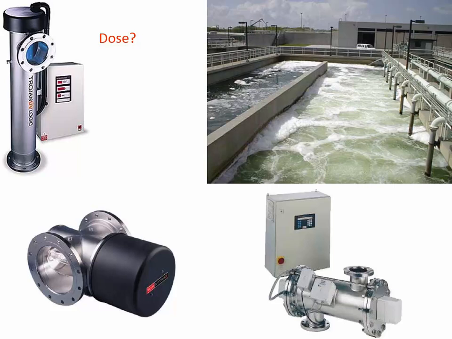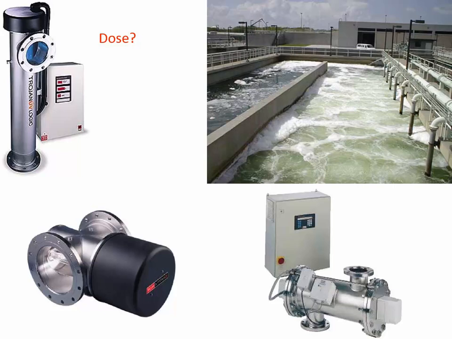There are a couple of different types of UV reactors. Sometimes the water will flow into the reactor parallel to the lamps. You can see just a glimpse of the lamps here. The lamps are oriented parallel to the direction of flow. Sometimes the water will go through the reactor, and here the lamps are transverse, so the lamps are this way, and it's perpendicular flow rather than parallel.